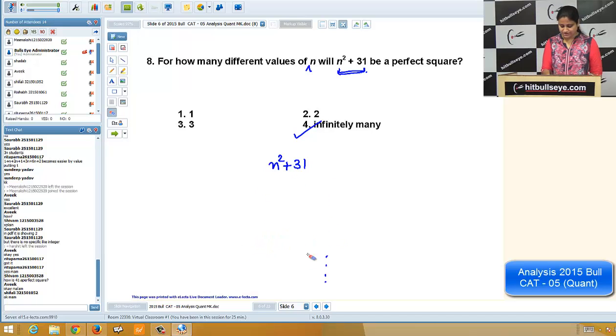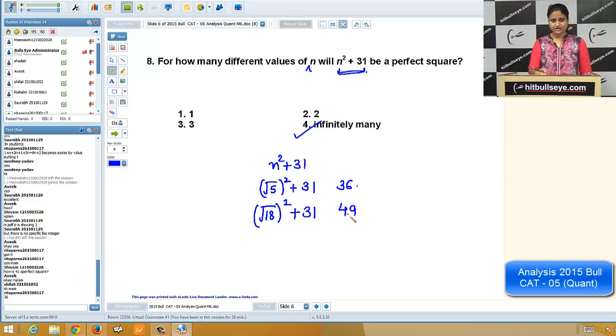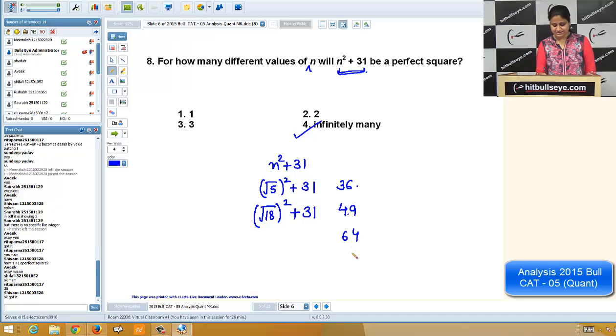After 31, what is the perfect square we are getting? The first perfect square is 36. So we can take root 5 square plus 31. After 36, what is a perfect square? 49. What is the difference of 31 and 49? That is 18, so we can take n as root 18. After 49, what is a perfect square? 64. So for every perfect square, we are getting a corresponding value of n. So we are getting infinitely many values.